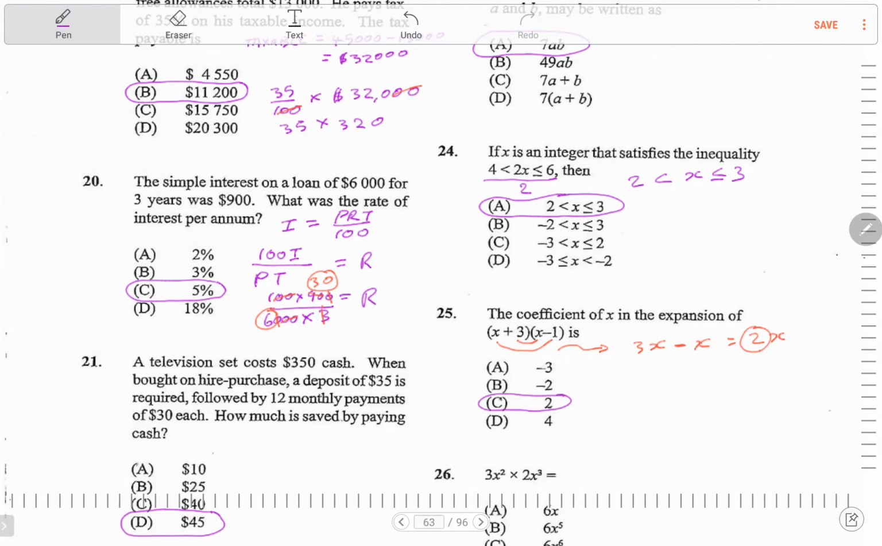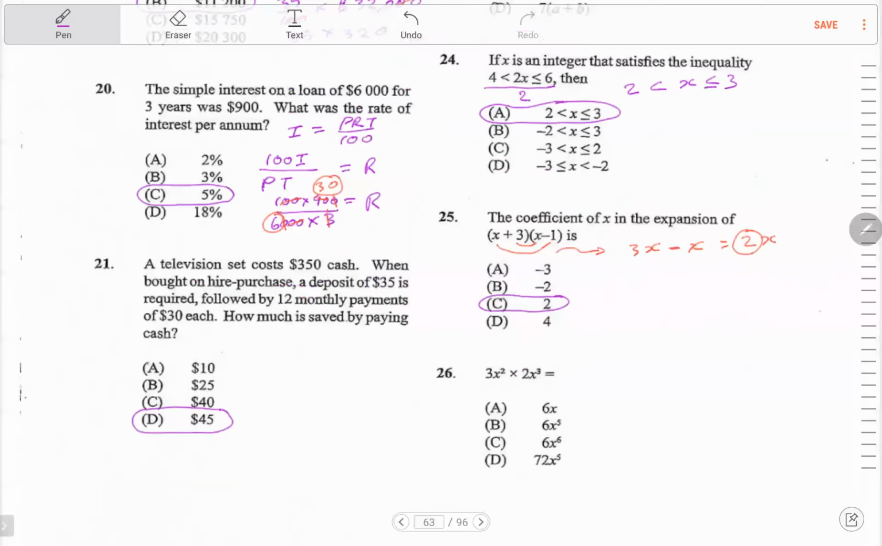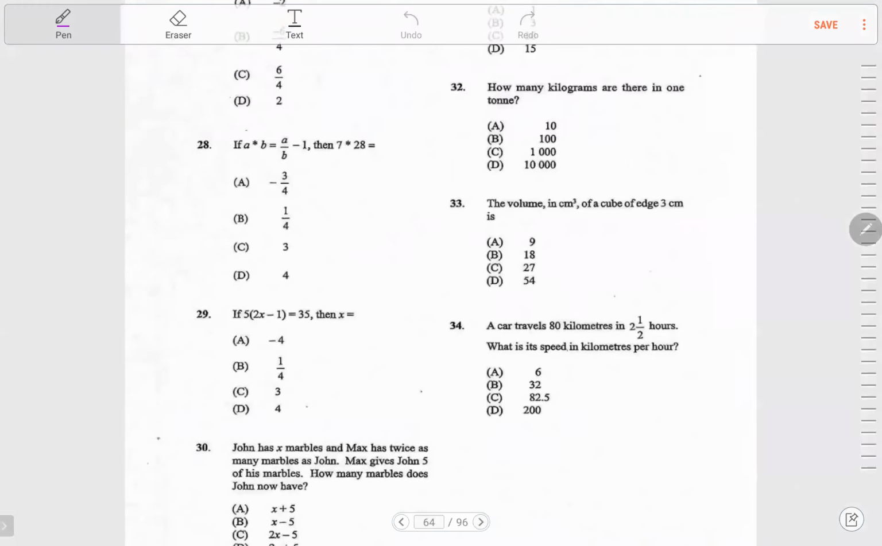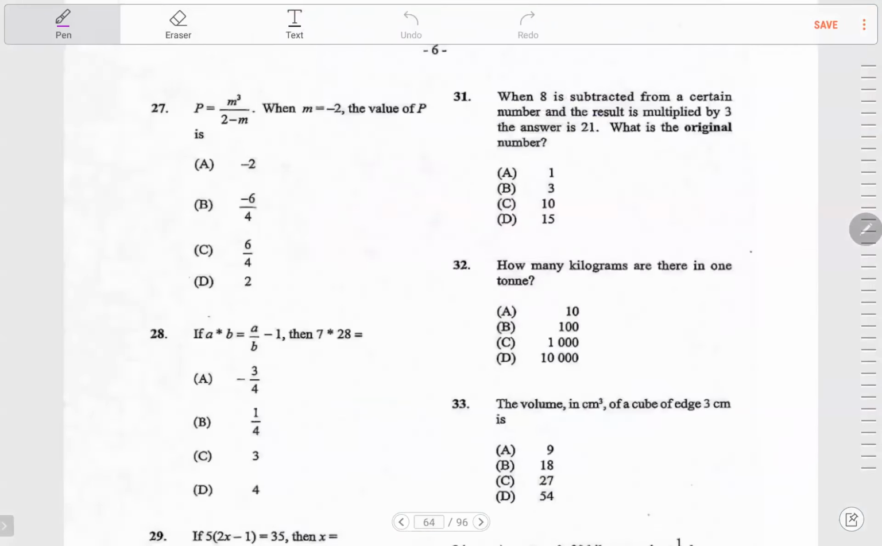All right. Next one, this one already again becomes 6 times x to the 2 plus 3, which is 6x to the 5th power. It's another question we did already. So it's this one B. And next one. All right, didn't do this one yet.